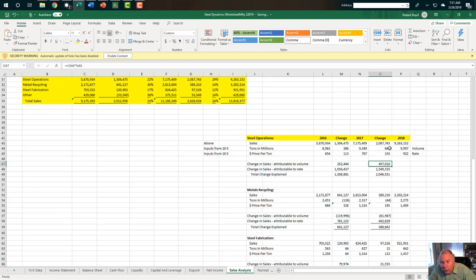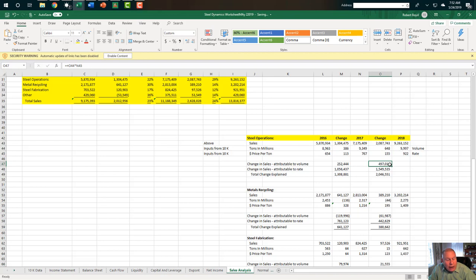that the volume went up. Here was the 2017 volume. Here's the 2018 volume. So it went up by 648 million tons more they produced. Okay. The price also went from 767 to 922. So this total $2 billion increase here was a result of both producing more and increasing the price. So how do we do that?